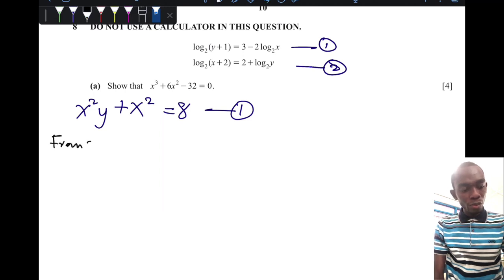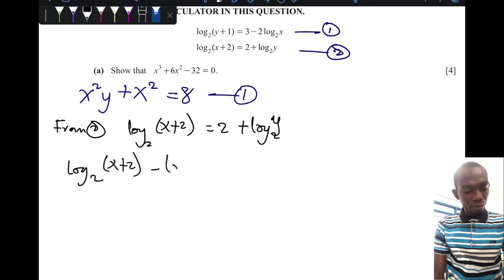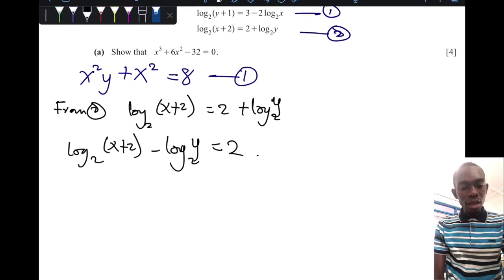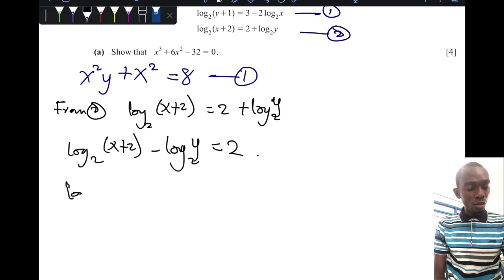So from equation 2, we have this 2 equals 2 plus log y base 2. I'll put the logs together. Is equal to 2. Now, remember that if you have the subtraction sign here, that means that the two logarithmic functions are dividing. Therefore, you are going to have log (x + 2) divided by y base 2 is equal to 2.